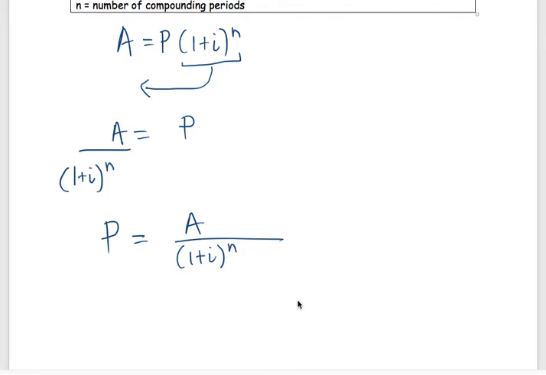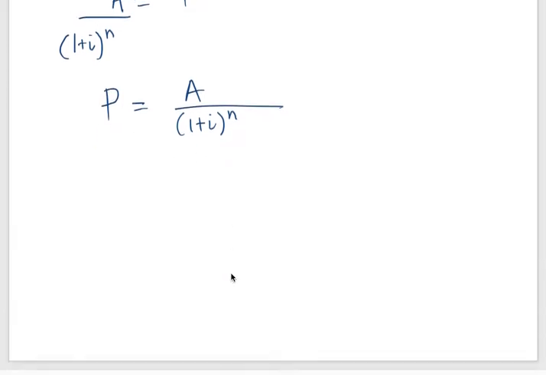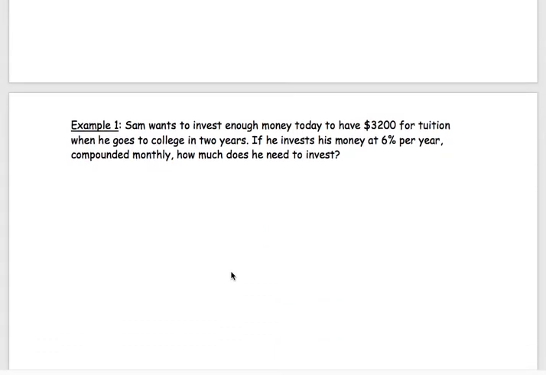So everything's still the same, the way you calculate I, the way you calculate n, and then this time though, I'm going to tell you what that total future amount was. So how much money did you start with? That's what we have to find today. Okay, so we'll jump right into an example here.